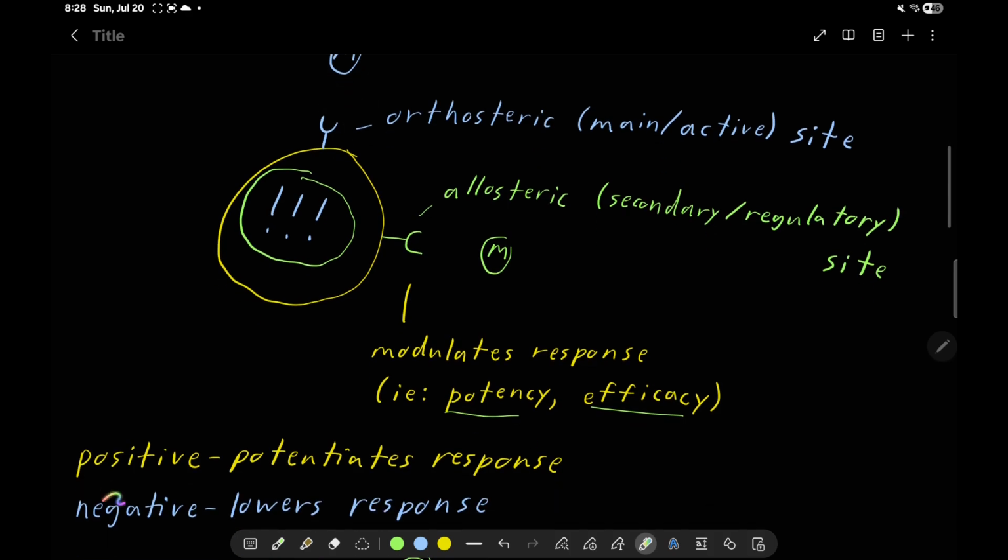So you have positive and negative allosteric modulators. Positive modulators potentiate responses, meaning they can enhance responses such as increasing potency and efficacy. And negative modulators can lower responses. For example, they can lower potency or lower efficacy.